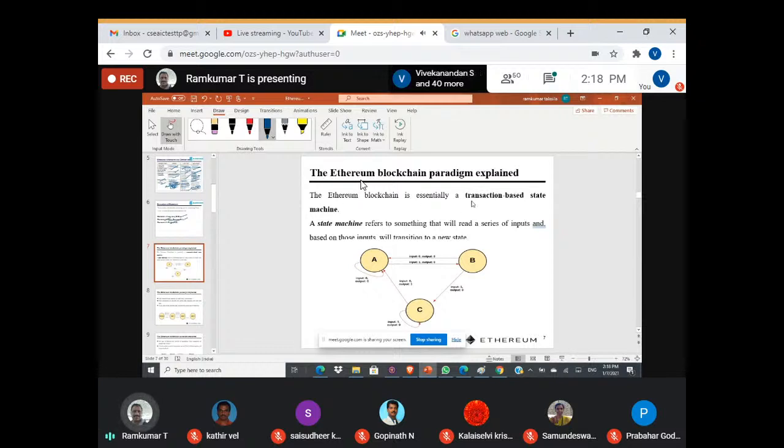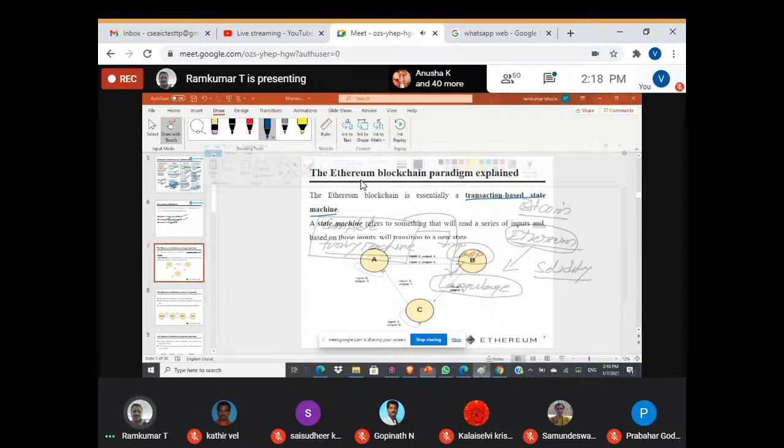Now it is a transaction based state machine. What does it mean? A transaction based state machine means that whenever a transaction happens in Ethereum, the current state will change into the next state. How that happens, we will see.